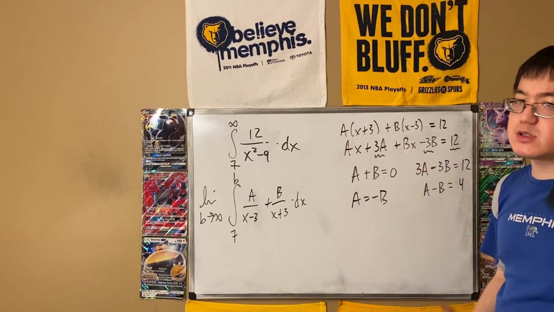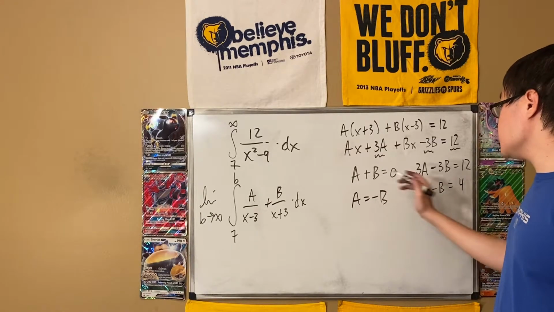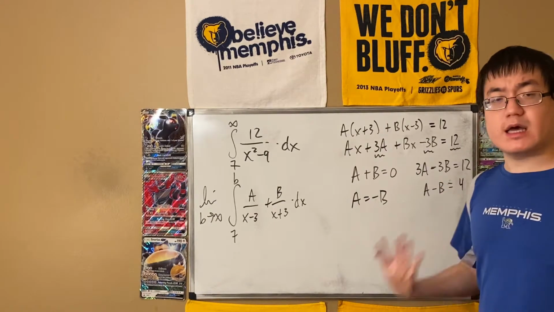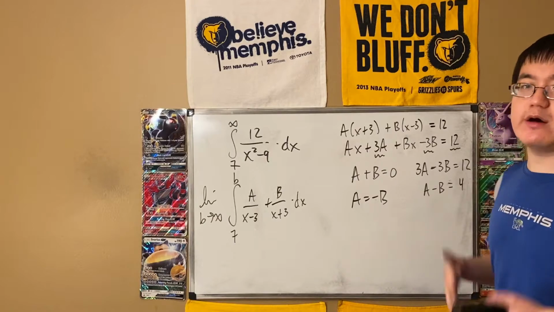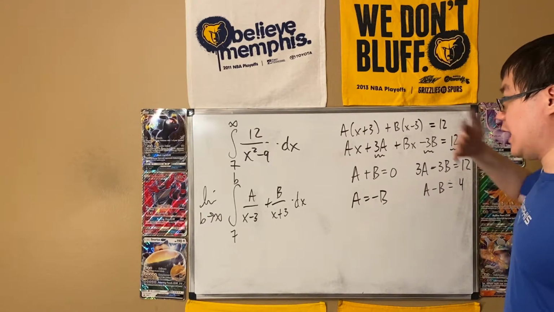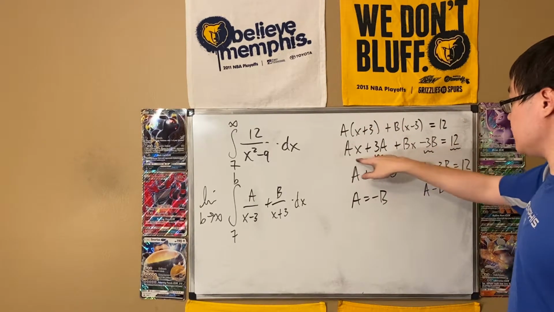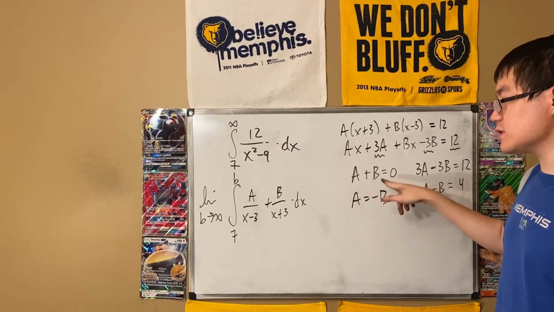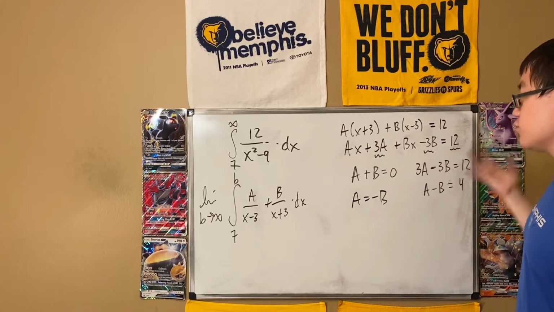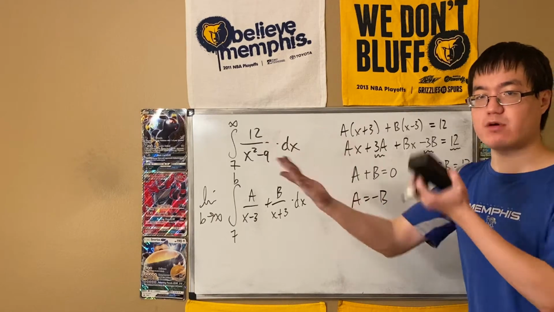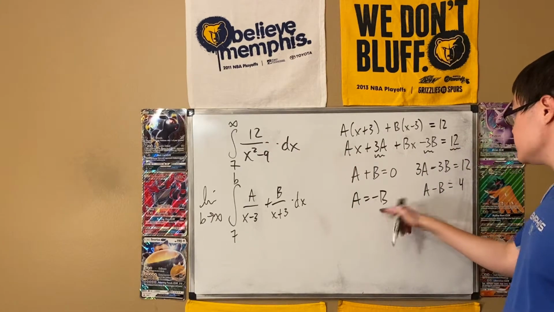You can eliminate, of course, or you can substitute. But in this case, it looks like substitution is easier. But again, the actual equations themselves are more important. How you do it is you have an x equation, Ax plus Bx is equal to 0, so A plus B equals 0, and 3A minus 3B equals 12, the not x equation. System of equations time. So in this case, we're going to use substitution.